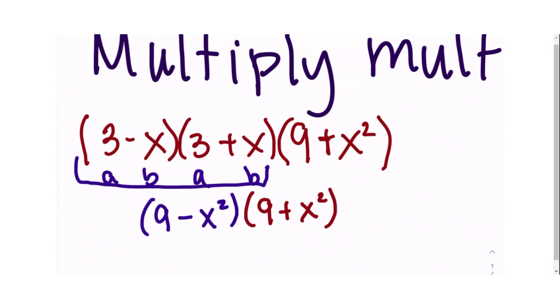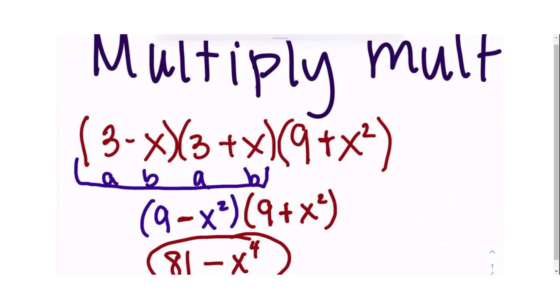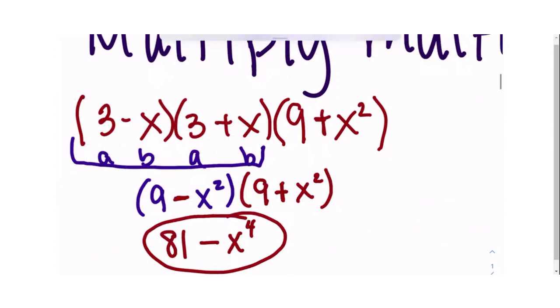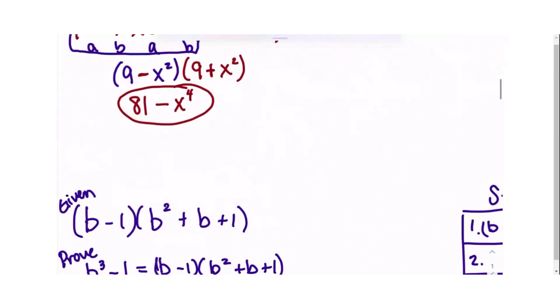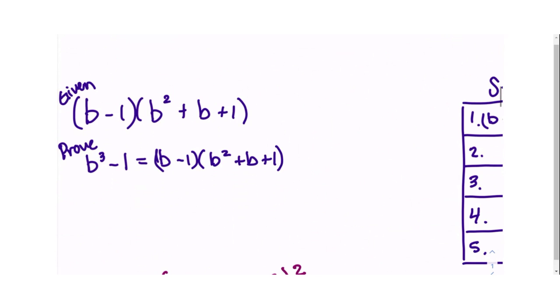But then notice that this is the same thing. We have 9s and we have x squareds, and here's a subtract, there's an add. So we can do that same thing again. 9 multiplied by 9 is 81. And if we did x squared multiplied by x squared, that's x to the 4th. And that's it. That's all you have to do. So we use those identities to make this multiplying a lot faster. So notice how slick and easy that was. Then you're going to have to use that to prove things.